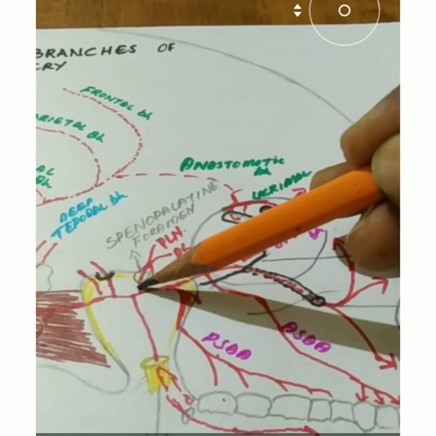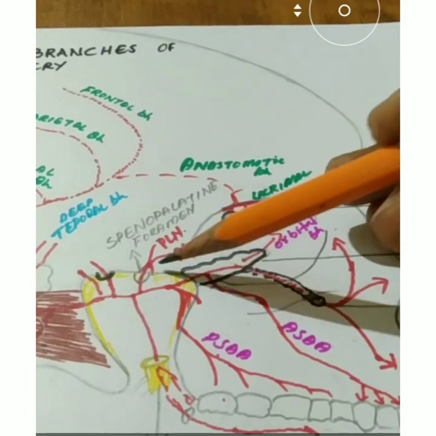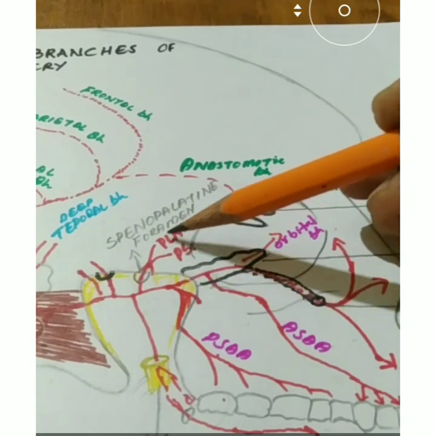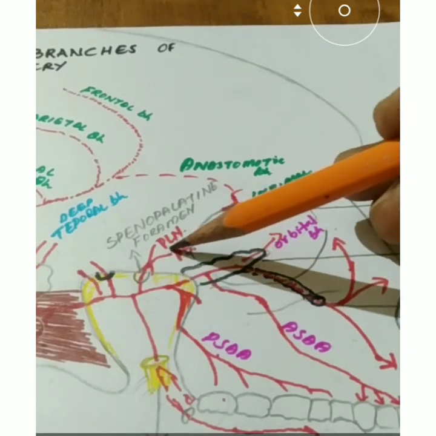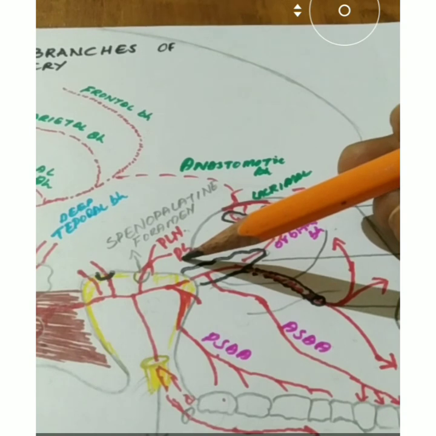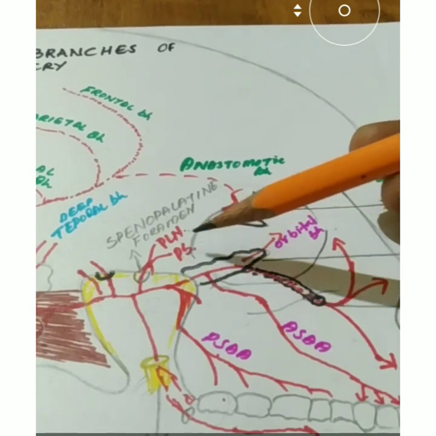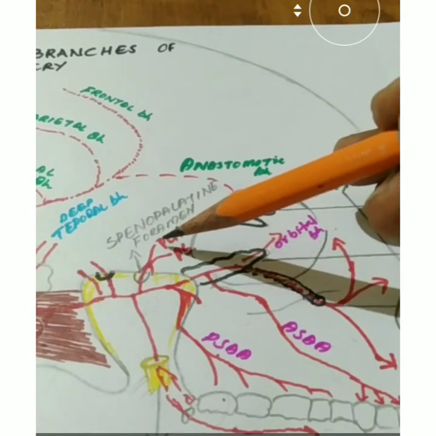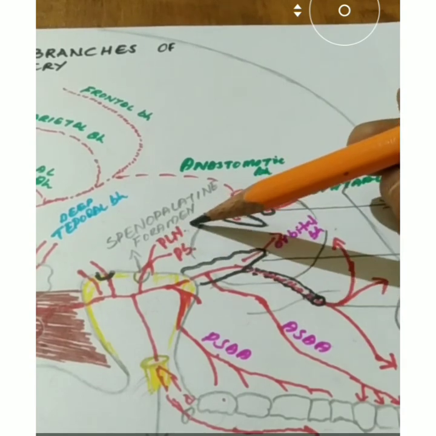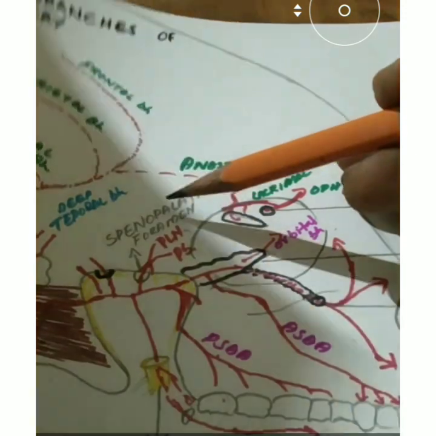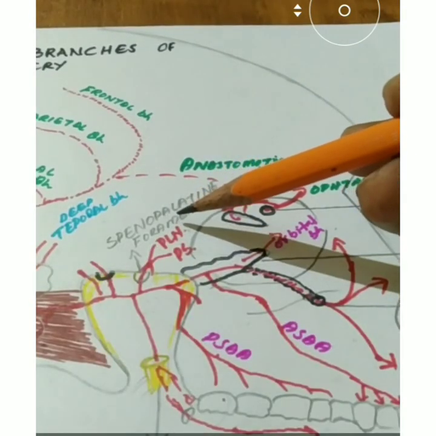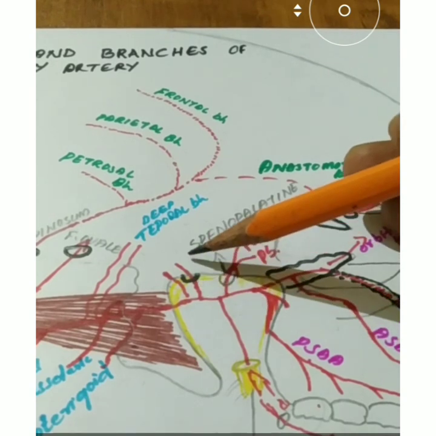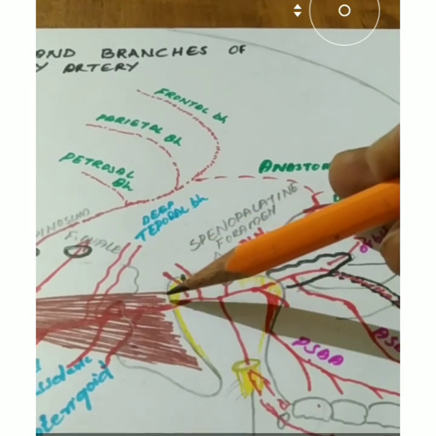The sphenopalatine artery enters into the nasal cavity through the sphenopalatine foramen, and here divides into two branches, posterolateral nasal and posterior septal. The posterior septal branch supplies the nasal septum, and the posterolateral nasal branch supplies the lateral wall of the nose. And we have another two arteries, which are the artery of the pterygoid canal and the pharyngeal branch.